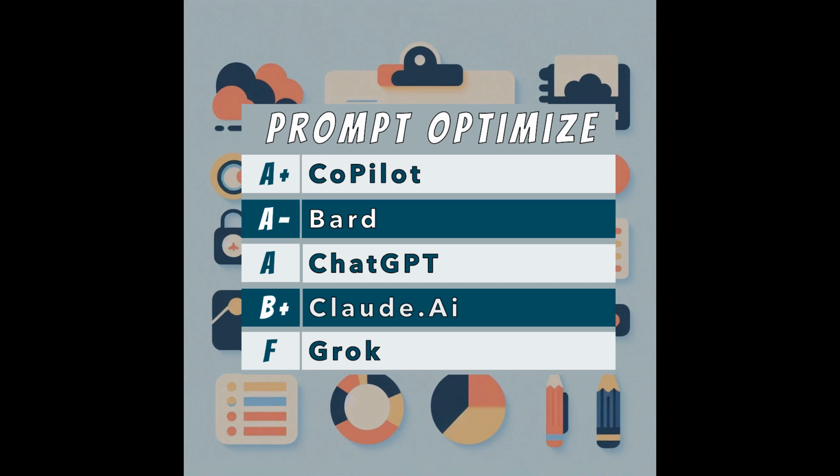Bard and ChatGPT did okay. Claude, which I actually use for a lot of personal projects, came in at a B+. And Grok, well, it really disappointed. It came in with an F because it regurgitated what I gave it and was literally no help at all.